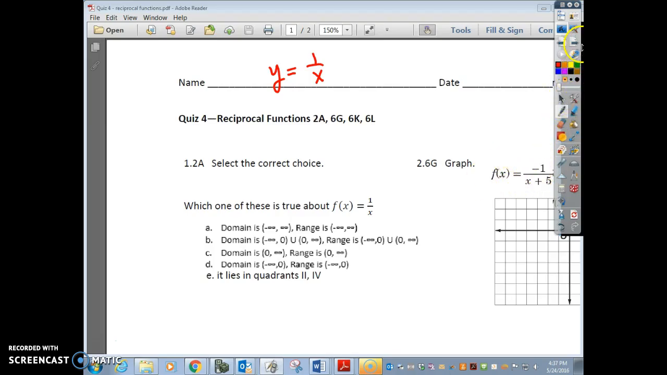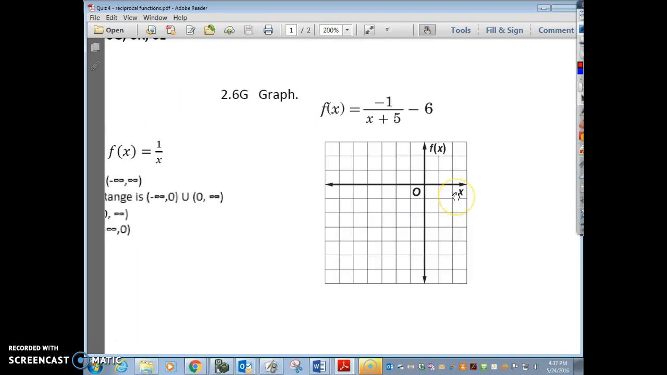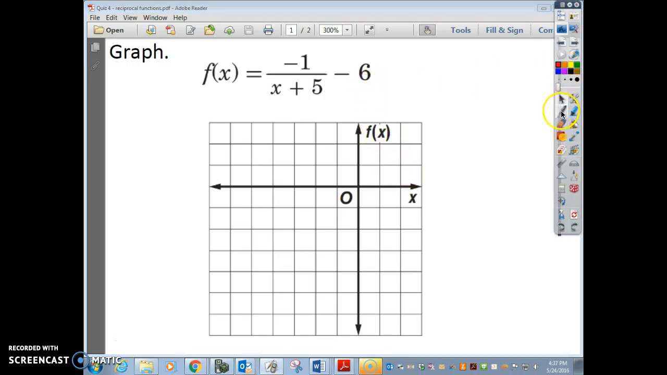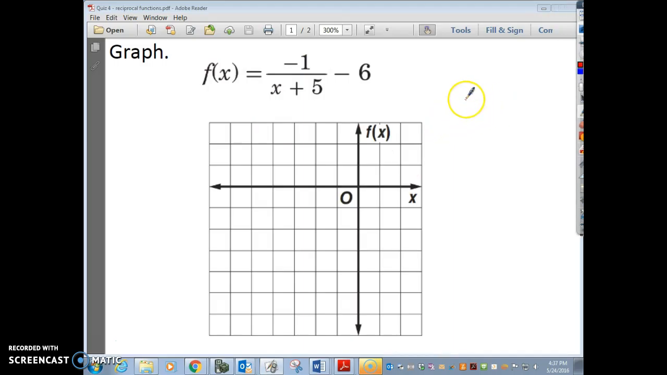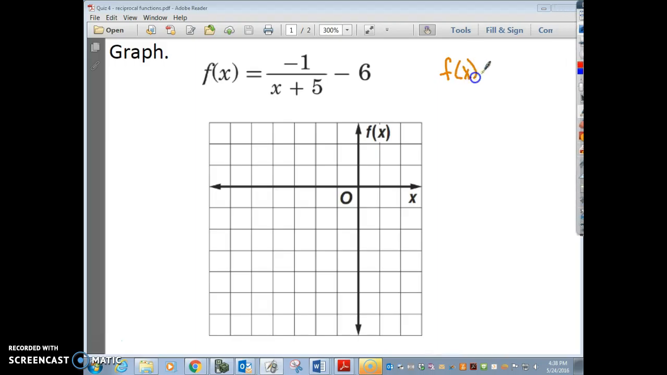Well, first, let's actually start with number 2, because I want to go ahead and graph the parent function. Number 2 says graph negative 1 over x plus 5, minus 6. Whenever we do any of these without the calculator, what you want to do first is refer back to the parent function. The parent function, I'm going to do it in light color, is f of x equals 1 over x. What are the properties of 1 over x?